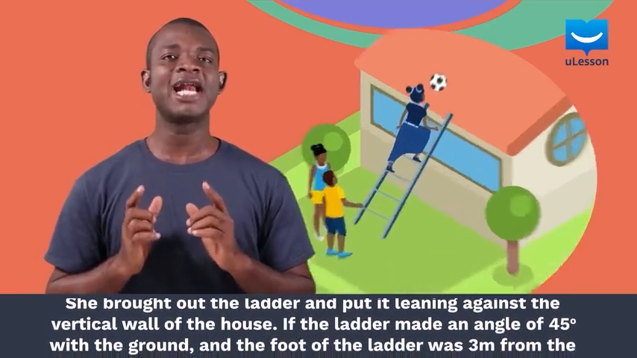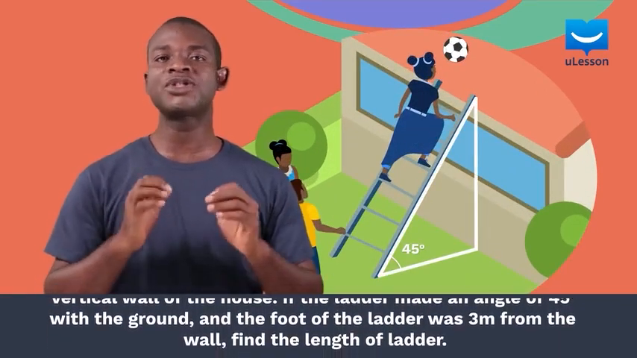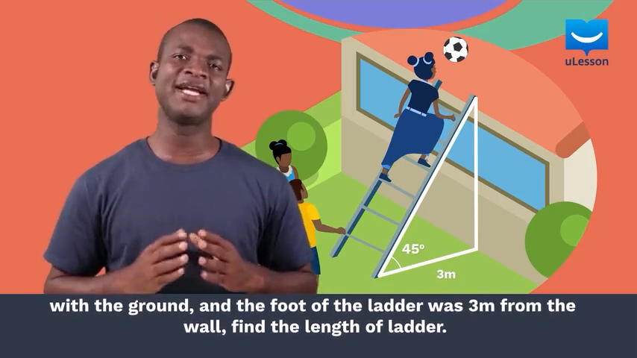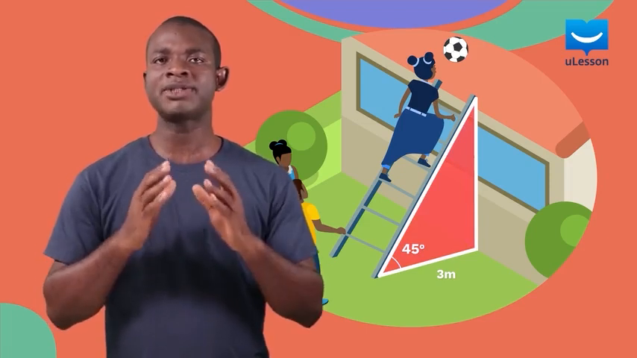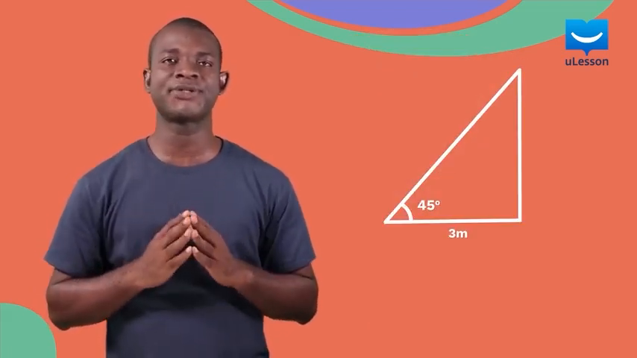If the ladder made an angle of 45 degrees with the ground and the foot of the ladder was 3 meters from the wall, find the length of the ladder. To answer this question well, let's draw a sketch. If we look carefully, we can see the outline of a triangle. We can bring this triangle out so that we can solve this question without distractions.